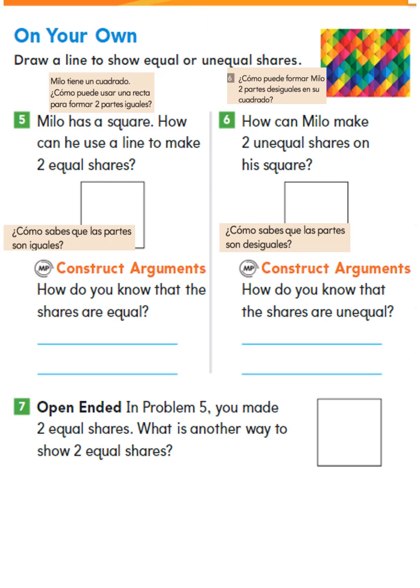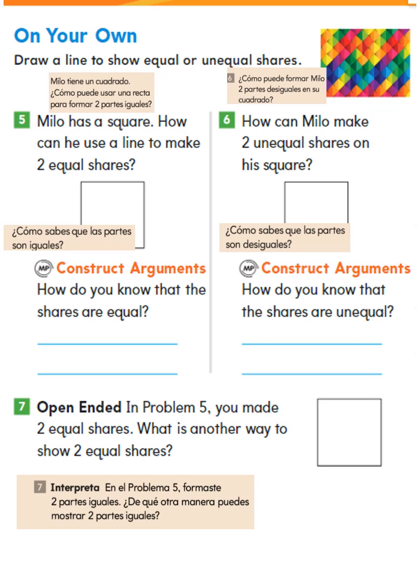And number 7. In problem number 5, you made two equal shares. What is another way to show two equal shares?